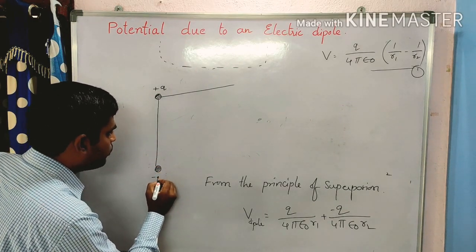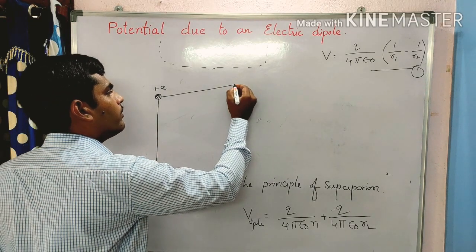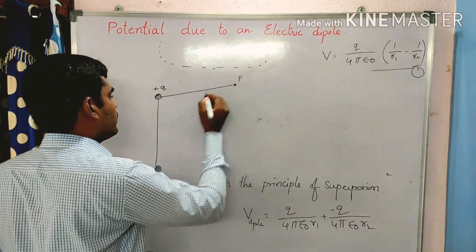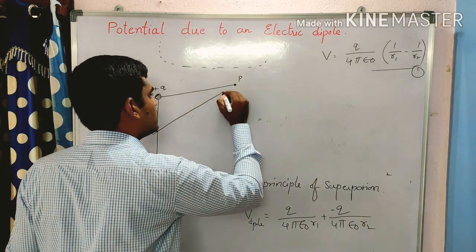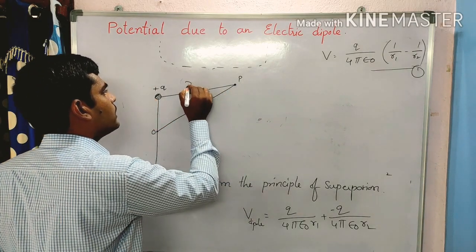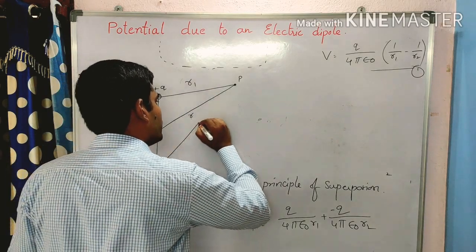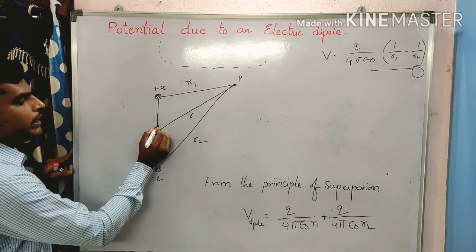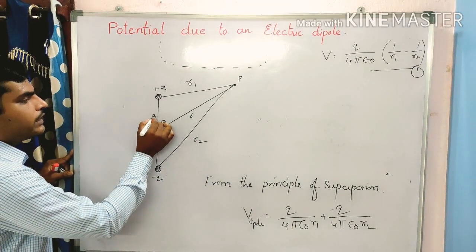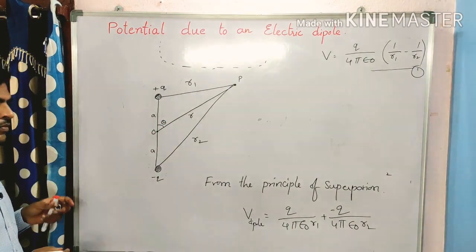This is minus Q, and here I have taken a point P. This is the center O, and from here this is R distance, this is the R1 distance, and from here to here it is R2 distance. Here the angle made is theta. This distance is A, this distance is A.